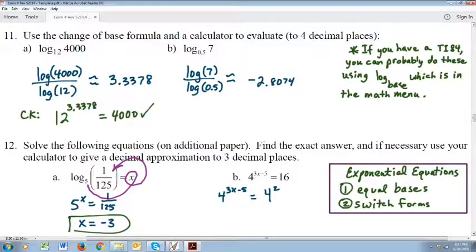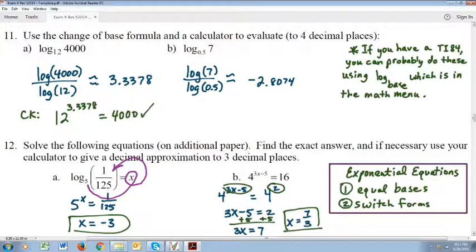And so here's a case where we have an exponential expression equal to another. They both have the same base. So the only way these could be equal is if the exponents were also equal. And so let's set them equal. 3x minus 5 equals 2. We'll add 5 to both sides, divide by 3, and we get 7/3. All right, let's move on.